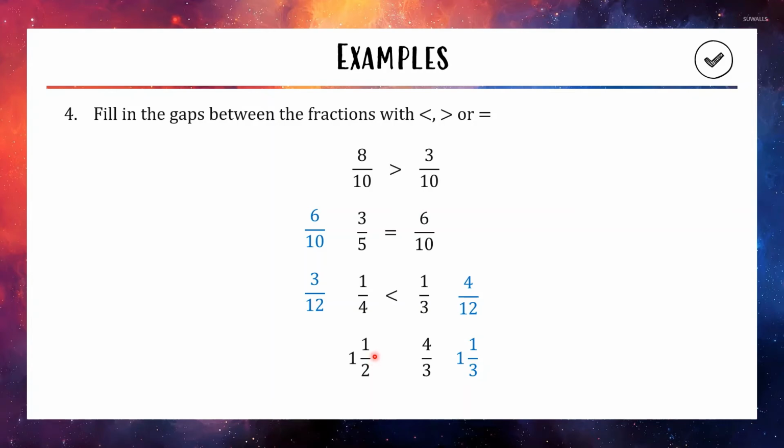So what's larger out of a half and a third? Well, a half is bigger, so 1 and 1/2 is larger than 1 and 1/3.